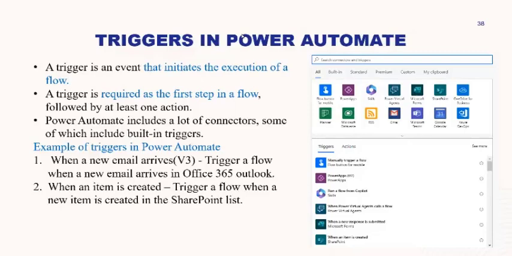And another example of a trigger is when an item is created. So when a new item is created in the SharePoint list, the flow will start triggering. So when an item is created, this will trigger a flow when a new item is created in the SharePoint list, followed by at least one action. Similarly, we have different types of triggers in Power Automate to initiate a flow. So now let's see the types of triggers in Power Automate.